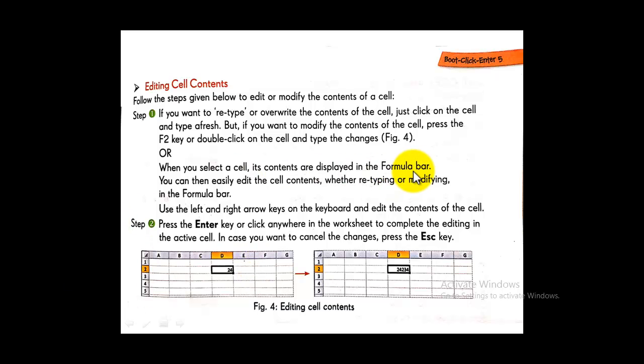its contents are displayed in the formula bar, which is located next to the name box. You can then easily edit the cell contents, whether retyping or modifying, in the formula bar. You can also use left and right arrows on the keyboard and edit the cell contents in the formula bar.